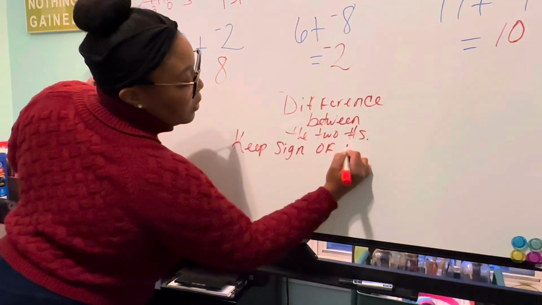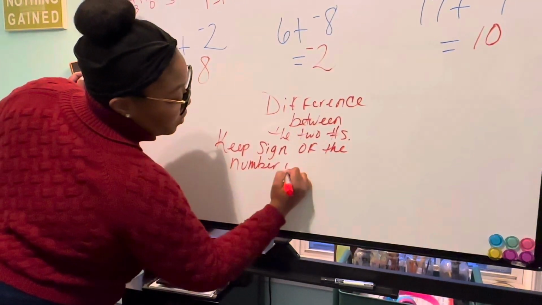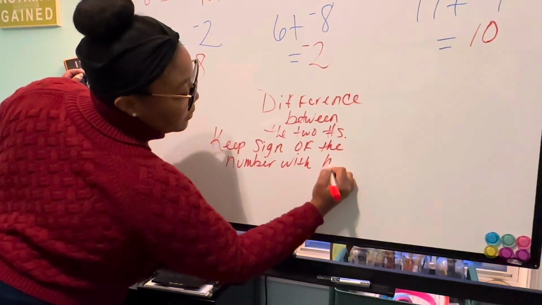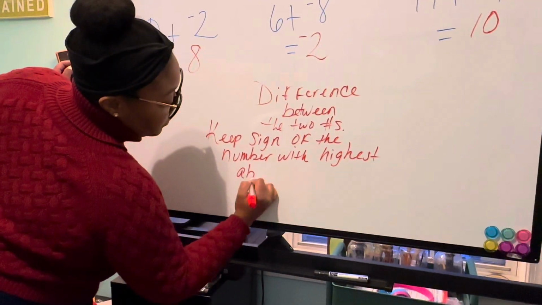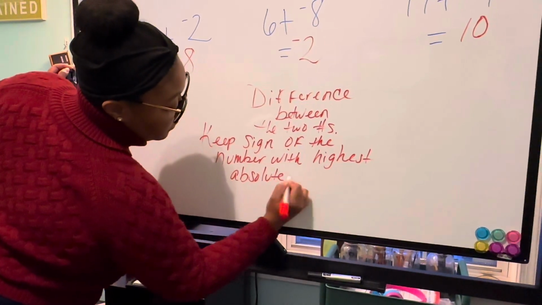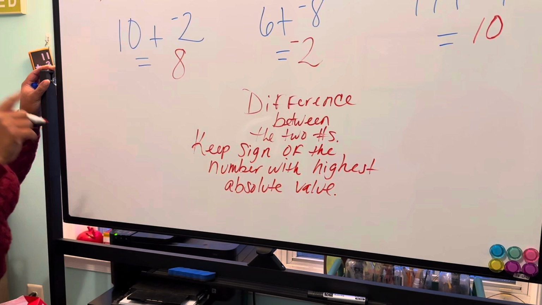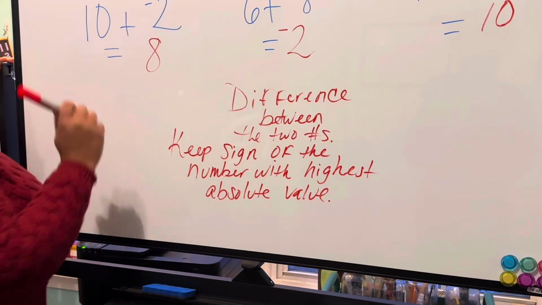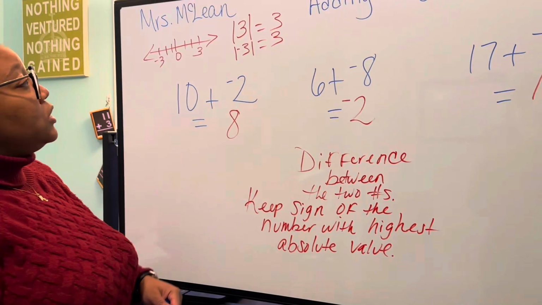of the number with the highest absolute value. Always remember that, especially when it comes to adding negative numbers. We want to keep the sign with the highest absolute value. And again, absolute value is simply the distance from 0.